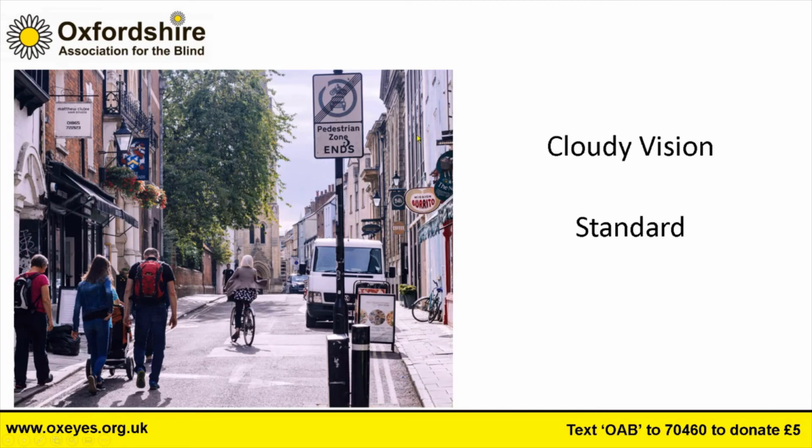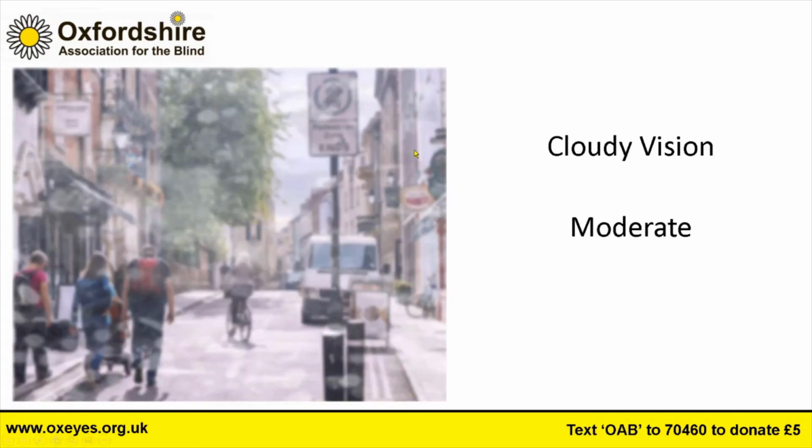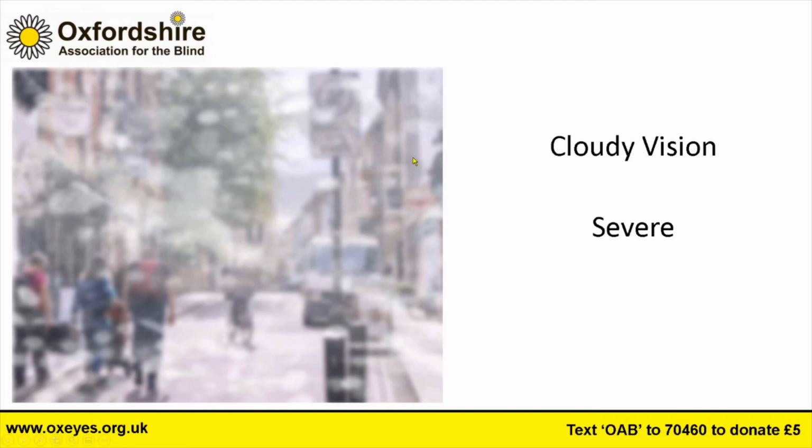Okay, so we're going to move on now to cloudy vision. So back to the standard view here of St Michael's Street. And then we're going to move now to, so we've got mild here, so just a little bit blurry, moderate. So things are starting to look a bit cloudy, not so clear. And then we go to severe here. So things are sort of very washed out. People describe that as being washed out.